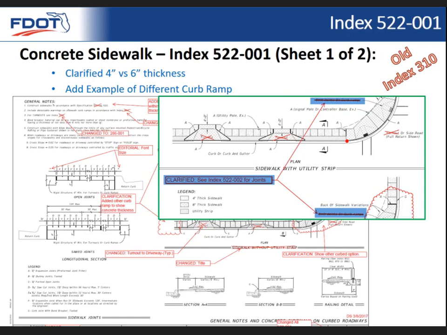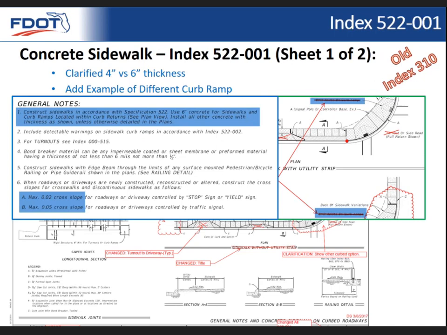But further on this index, again, we adjusted the notes to better explain where the 6-inch concrete is to be located. And we also made a slight adjustment there on the bottom where we called out the 2% and 5% cross slopes. Before there was an equal sign in there, and it kind of suggested that it was a definitive slope that those were to be constructed at, but really those are maximum slopes for those types of conditions, and so we adjusted that note as well.